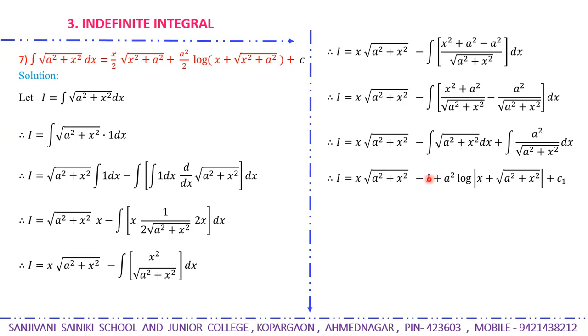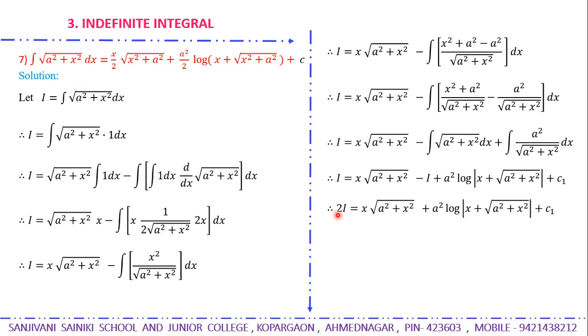Now this I will come to this side, you will get 2I. So 2I is equal to x root a square plus x square, I plus I is 2I. So 2I is equal to x root a square plus x square plus a square log of modulus of x plus root a square plus x square plus c1.